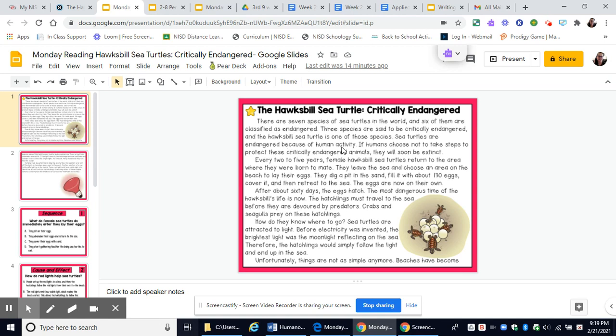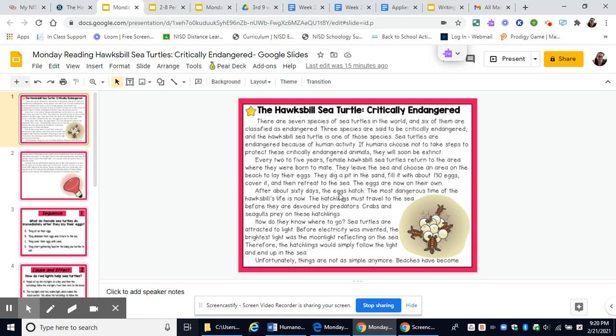Sea turtles are in danger because of human activity. They tell you exactly why they're critically endangered. It's because we're doing something that's causing them to die at a much faster rate than they can have babies. If humans choose not to take steps to protect these critically endangered animals, they will soon be extinct. Every 2 to 5 years, a female hawksbill sea turtle returns to the area where they were born to mate. They leave the sea and choose an area on the beach to lay their eggs. They dig a pit in the sand, fill it with about 130 eggs, cover it, and then retreat to the sea. The eggs are now on their own.